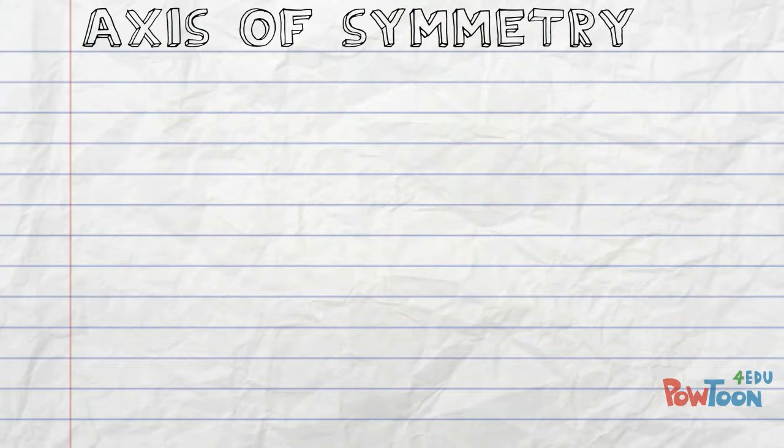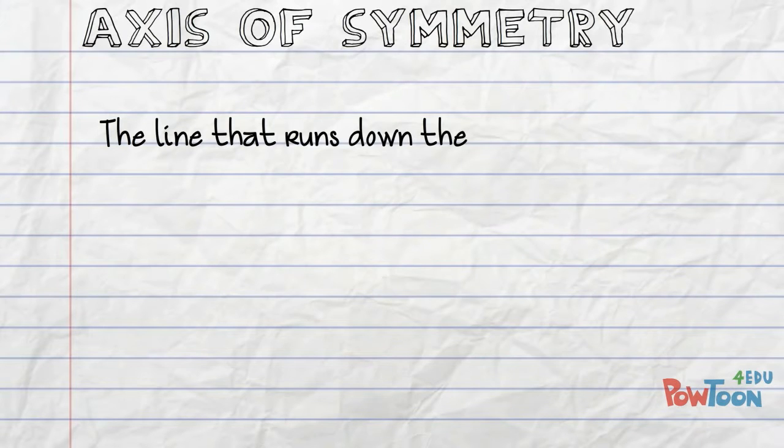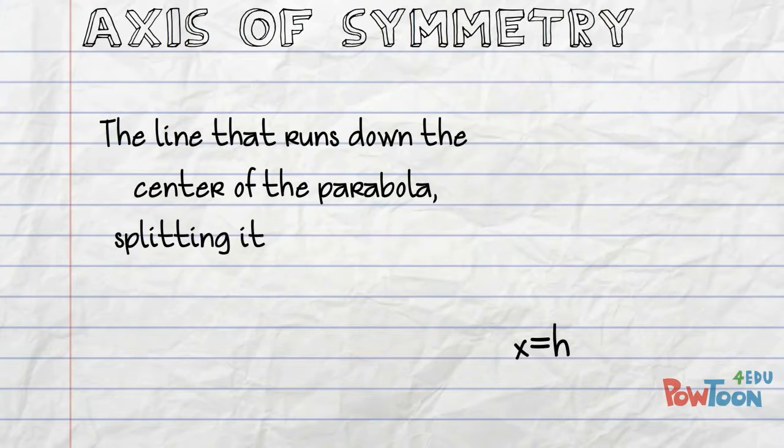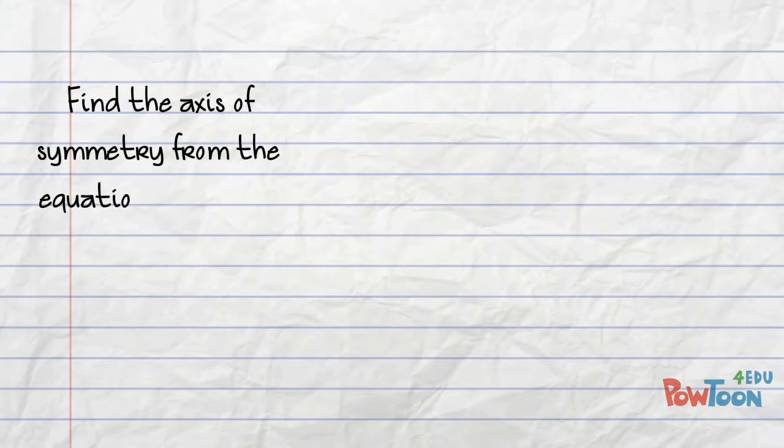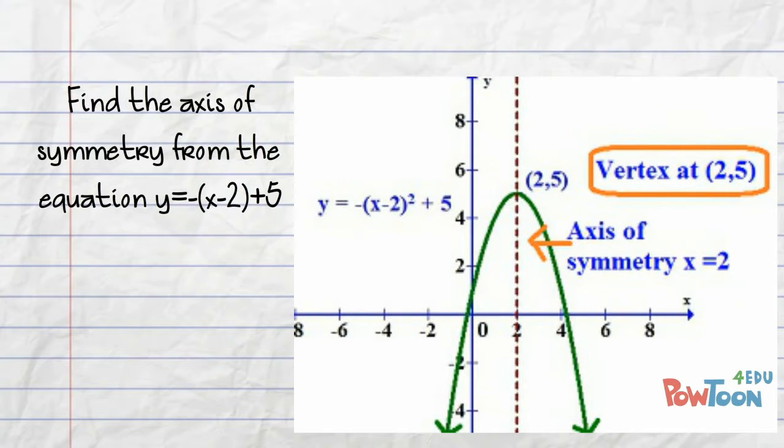The axis of symmetry is the line that runs down the center of the parabola, splitting it evenly in half. In vertex form, x = h is the axis of symmetry. This example is asking you to find the axis of symmetry from the equation, and remember that x = h is the axis of symmetry, so you will find that x = h, the axis of symmetry, is equal to 2. x = 2.